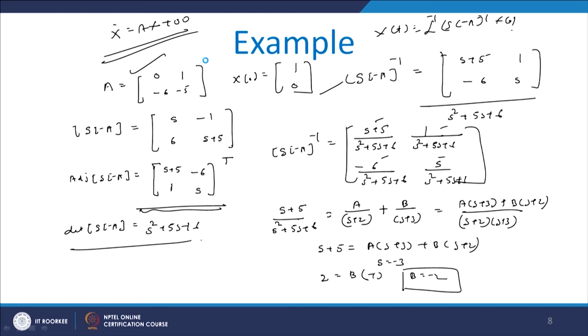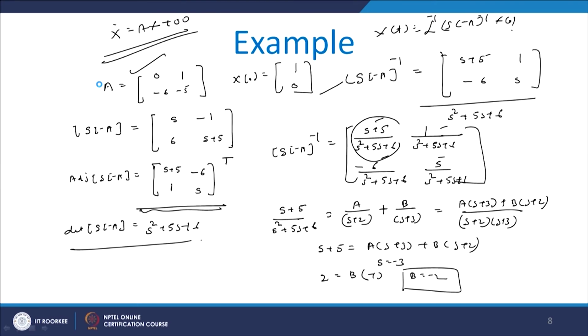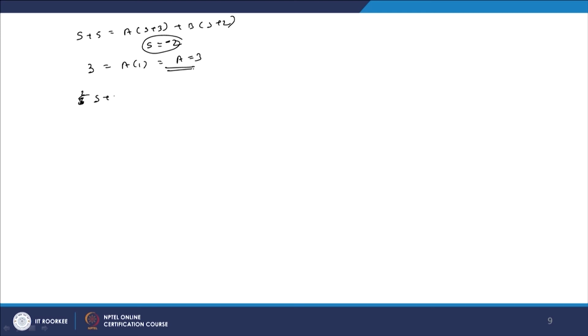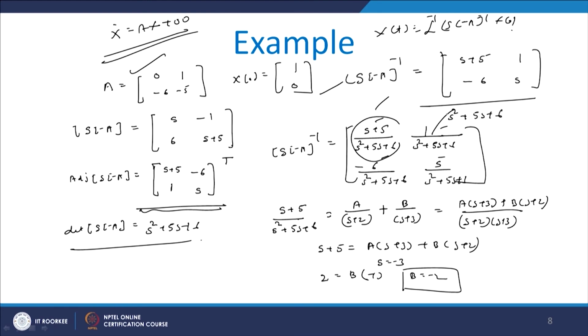Now, this particular part will be represented in terms of A and B. So, here we will get the equation of s plus 5 divided by s square plus 5s plus 6. So, this is 3 by s plus 2 minus 2 by s plus 3. Now, if we take the inverse Laplace of this, we will get 3 into e raised to minus 2t minus 2 e raised to minus 3t. So, this part we have determined for this particular function. Now, we can determine for the others.